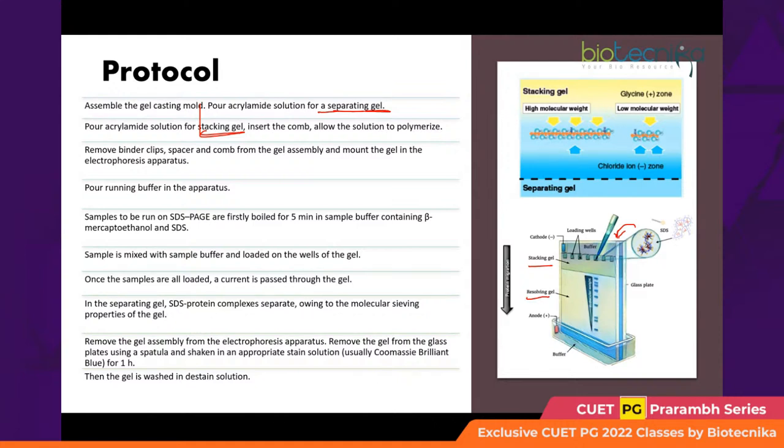The main difference here is the pH and the concentration. So concentration will be 5 to 15% of polyacrylamide, and pH is 8.8 for the resolving gel or the separating gel. However, the stacking gel will have a bigger pore size, so the concentration of it will be less. The stacking gel has a concentration of around 4%, and the pH here will be less, pH 6.8.